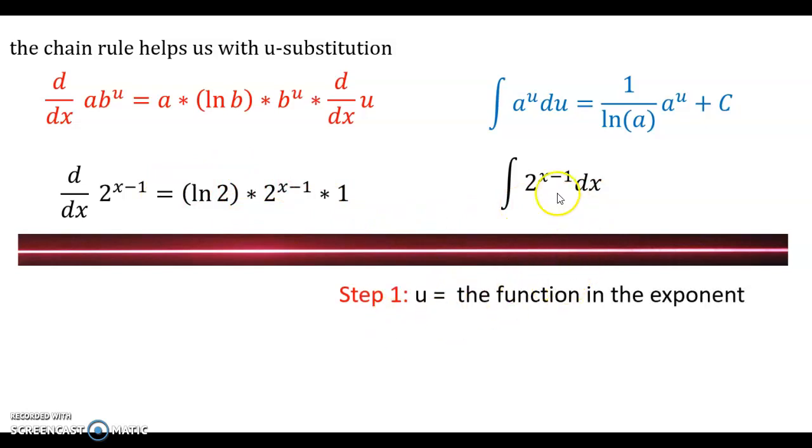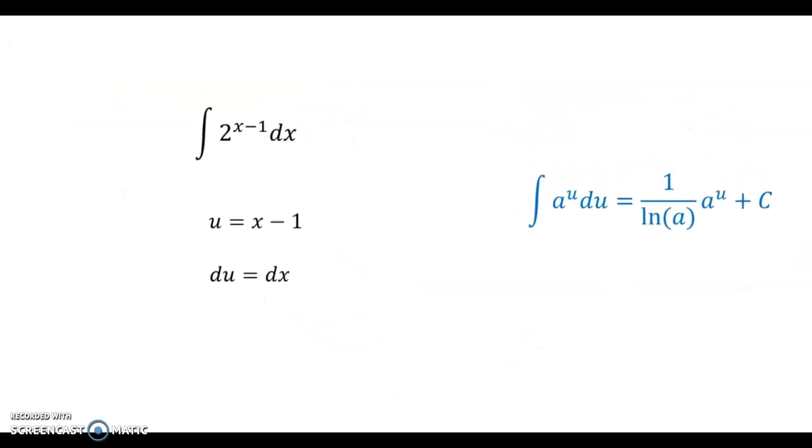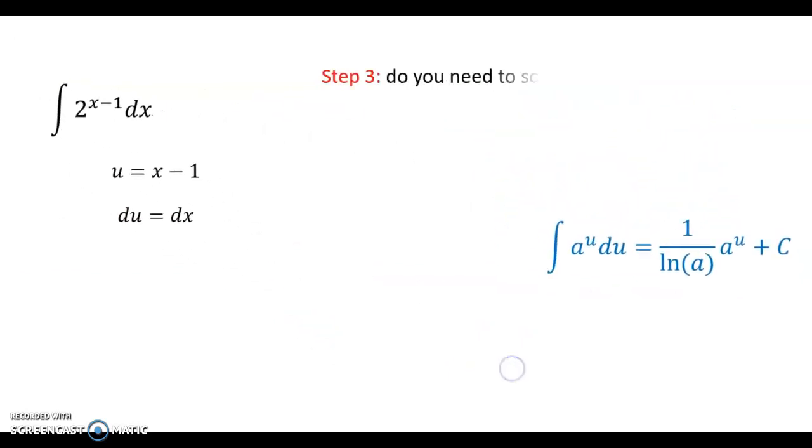Step 1. The u-substitution starts with u is the function in the exponent. Step 2. Find the derivative of u. Step 3. Do you need to solve for dx? Basically, we just have dx, and sometimes when we take the derivative of u, we have extra numbers or terms around. In this case, du equals dx, so we don't need to worry about trying to get dx by itself.